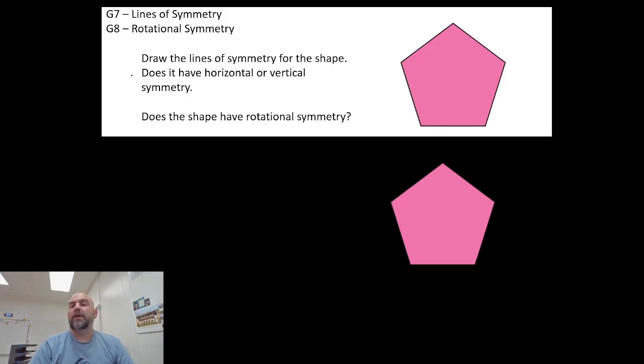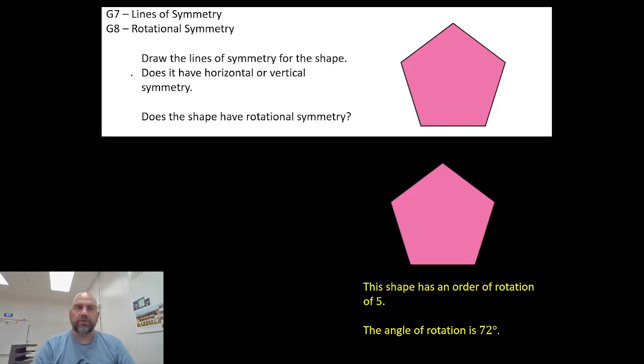Now the rotational part, we could rotate this one 5 times. Every time that point on the top rotates around to the point on the side, on every side, it's going to match up with the original shape. And so it has an order of rotation of 5, and 360 divided by 5 is 72 degrees. So we have an angle of rotation of 72 degrees. Now, most normal shapes, like any polygon such as a pentagon, hexagon, and so on, are going to have symmetry in both rotation and line symmetry.